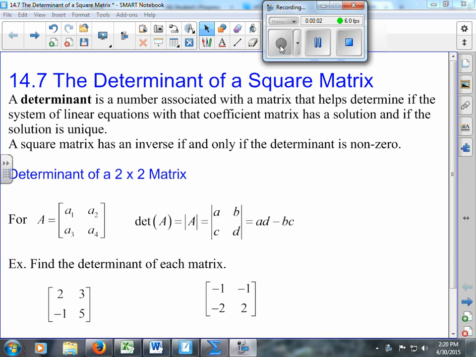Okay, we are in the last section of chapter 14. We are going to talk about the determinant of a square matrix. Okay, so first of all, what is the determinant?